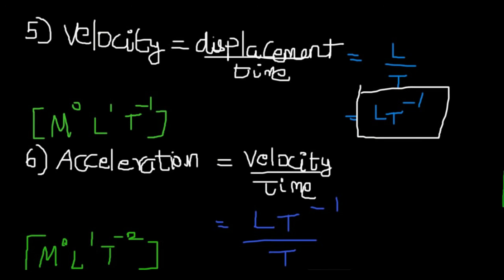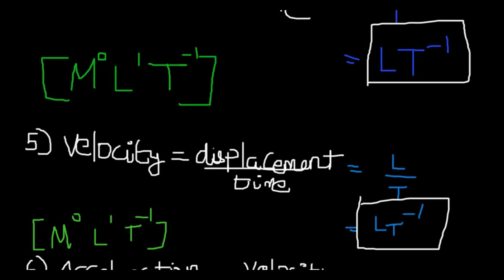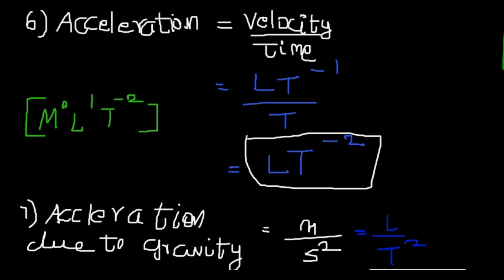The next one is velocity. Its dimensional formula is M power 0 L power 1 T power minus 1, which is also represented as L T power minus 1. Here the dimensional formulas for speed and velocity are the same. That's the thing you should remember. The next one is acceleration. The dimensional formula for acceleration is M power 0 L power 1 T power minus 2, which can also be represented as L T power minus 2.